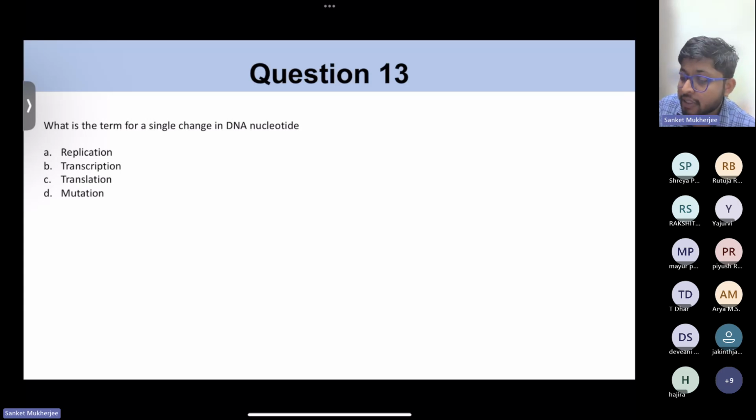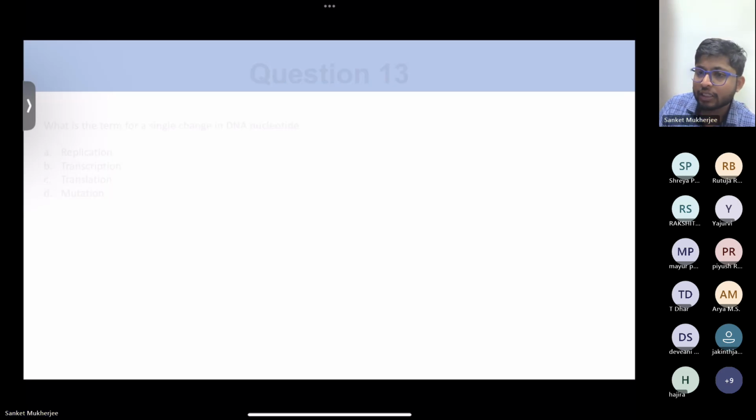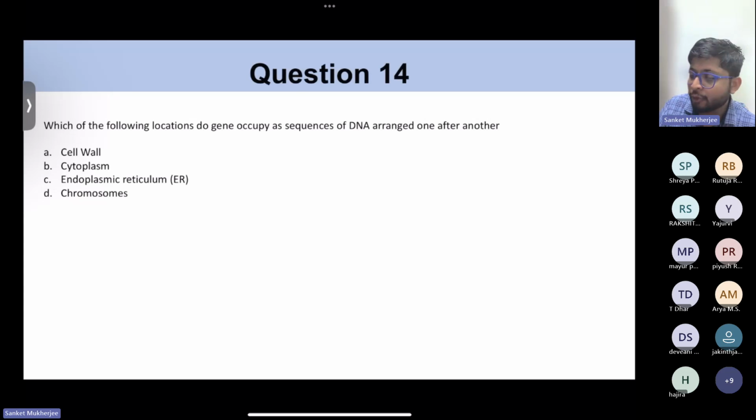What is the term for a single change in a DNA nucleotide? Is it replication, transcription, translation, or mutation? Mutation, I guess. Yeah, mutation. Right, correct. You guys have been doing pretty well. I'm getting answers from Q&A as well. Question number 14. Which of the following locations do genes occupy as sequences of DNA arranged one after another? Is it the cell wall, cytoplasm, endoplasmic reticulum, or the chromosome? Chromosomes. Right, you're right. It's the chromosome.